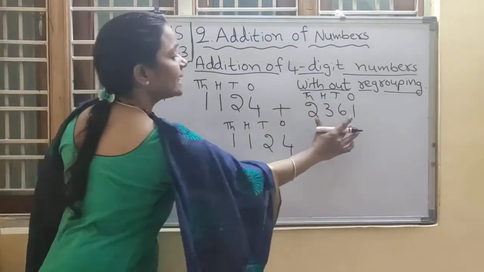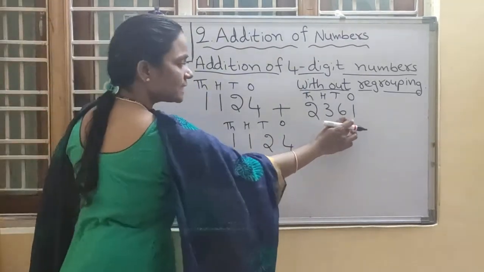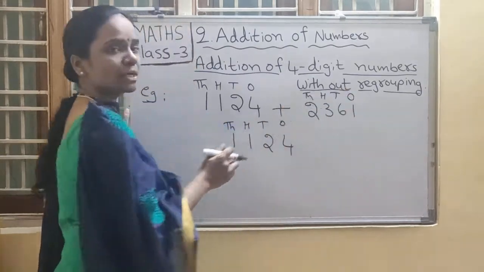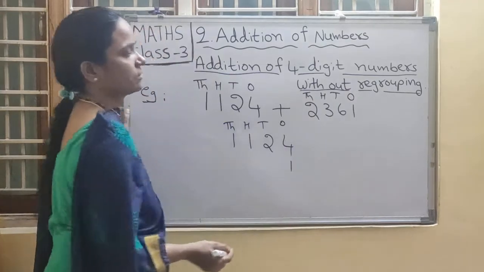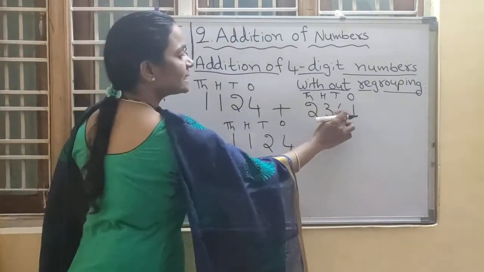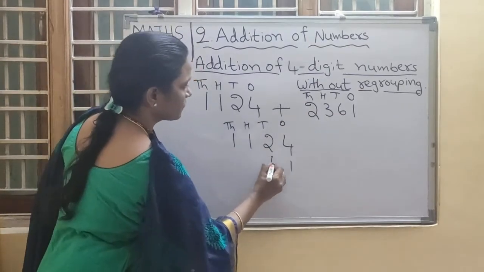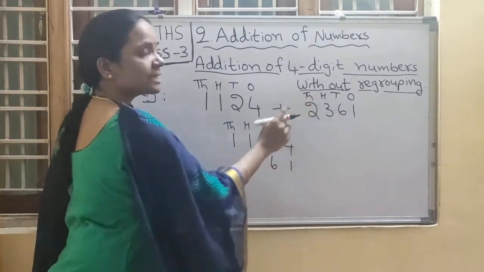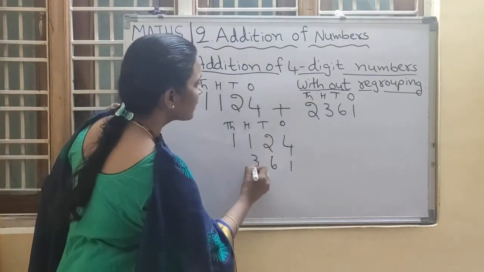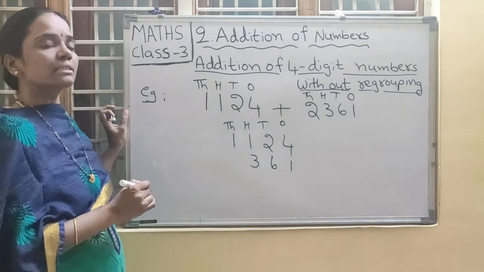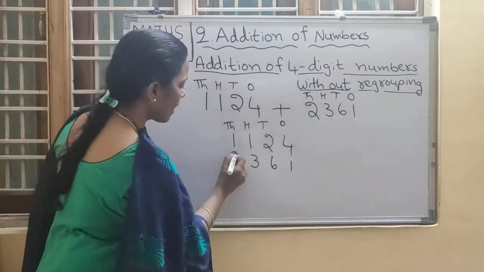So the second number goes right below it. Start with ones place. In the second number, what is the digit at ones place? Very good, 1. So write 1 below the 4. What is the digit at tens place? 6. So 6 right below the 2. Next, what is the digit at hundreds place? 3. So 3 right below the 1. Next, what is the digit at thousands place? 2. So we write the 2 below 1.